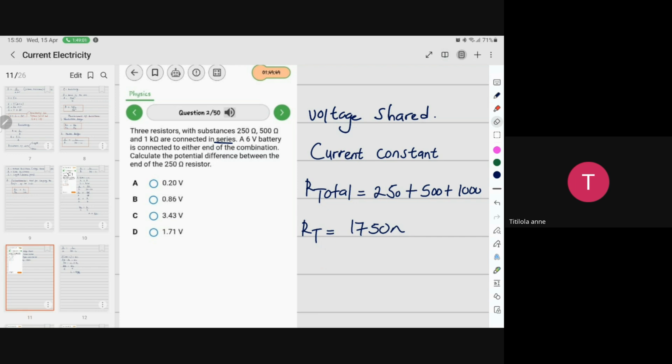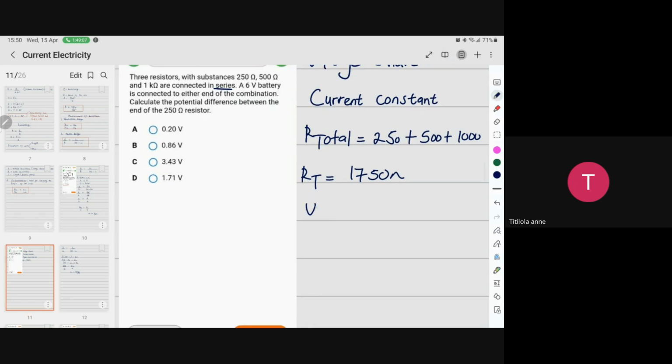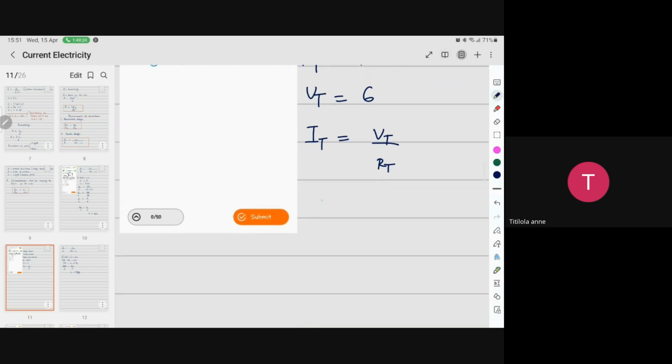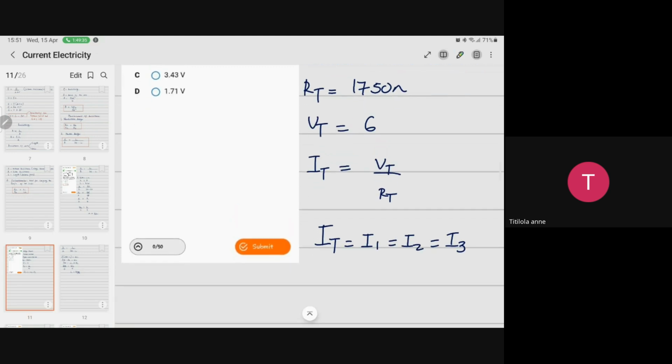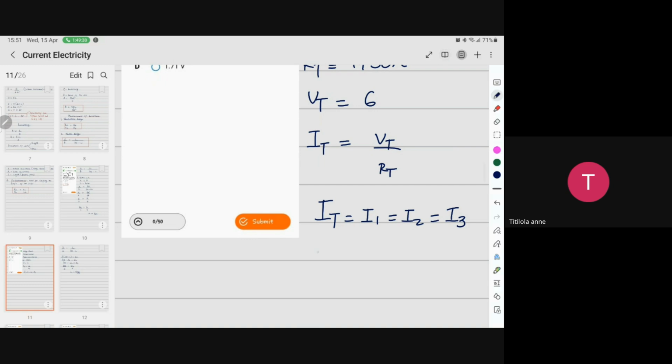Now we know that V, since we have this now, right? We're looking at the battery is 6V, all right, which means that the V total is equal to 6. Let's get I total. So I total is going to be V equal to IR, divided both sides by R, right? So that means it's going to give us V total over what? R total. So we can get our total current. With that total current, all right, we know that the total current will be equal to what? I1 will be equal to I2 will be equal to I3, isn't it? For the resistors, the three of them.